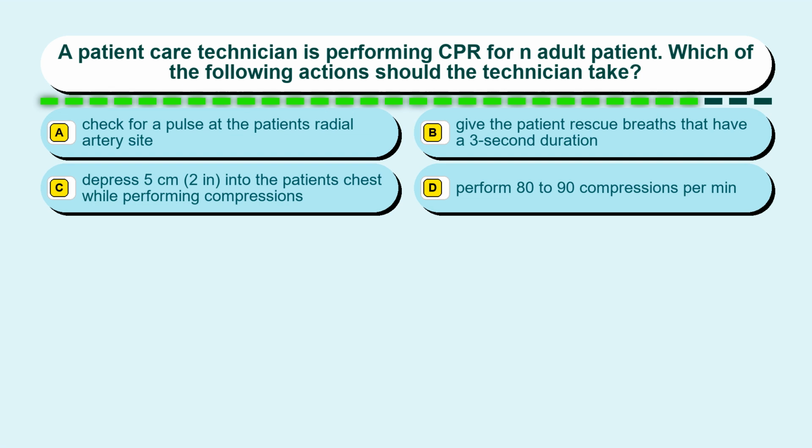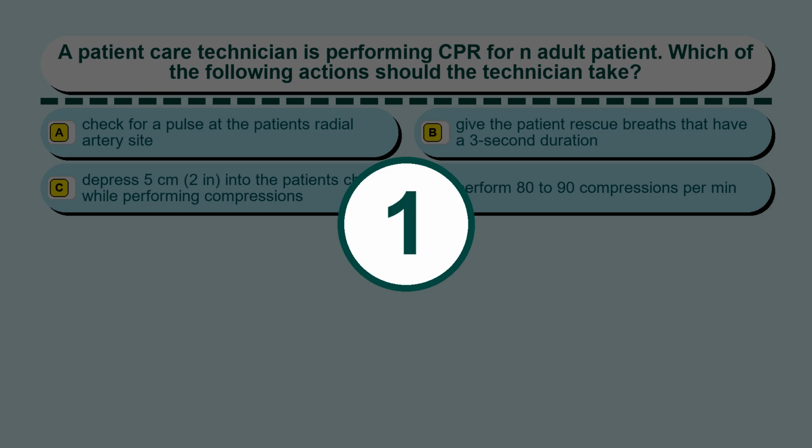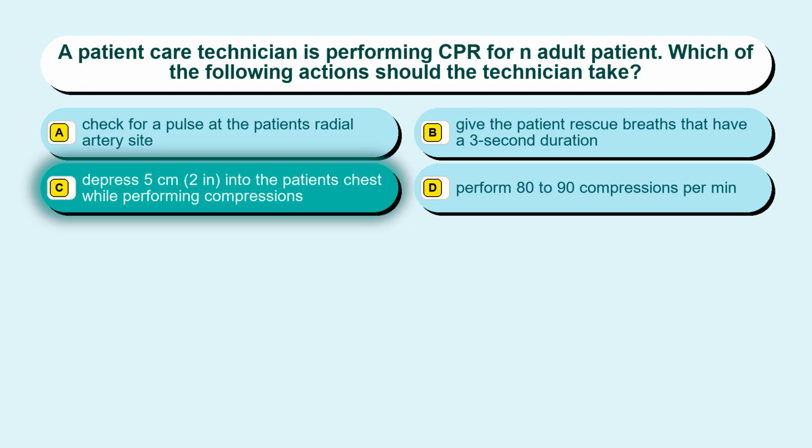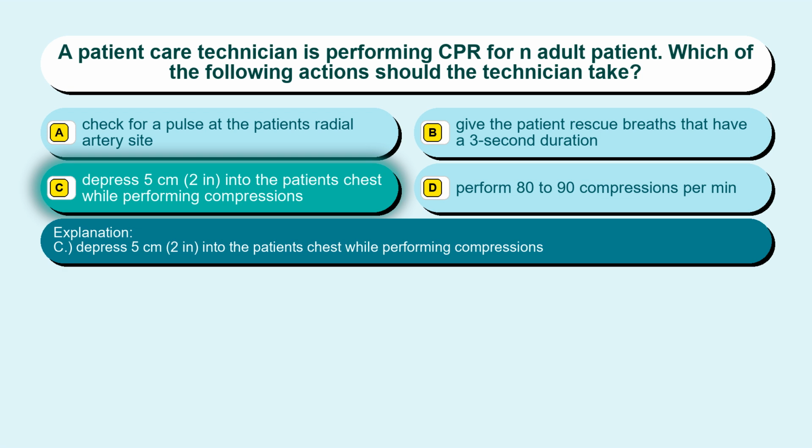Question 63. A patient care technician is performing CPR for an adult patient. Which of the following actions should the technician take? Option A, check for a pulse at the patient's radial artery site. Option B, give the patient rescue breaths that have a 3-second duration. Option C, depress 5 centimeters, 2 in, into the patient's chest while performing compressions. Option D, perform 80 to 90 compressions per min. The correct answer is option C, depress 5 centimeters, 2 in, into the patient's chest while performing compressions.